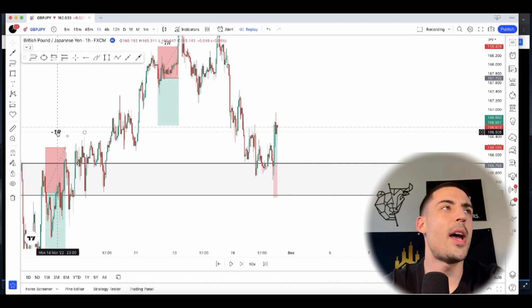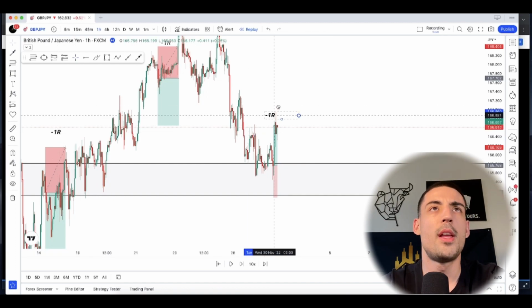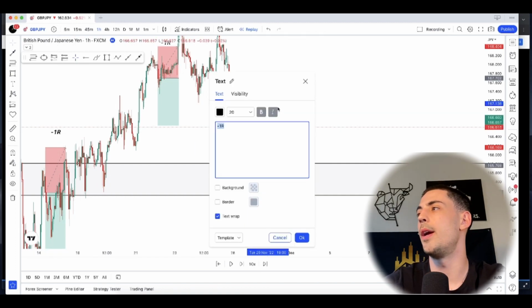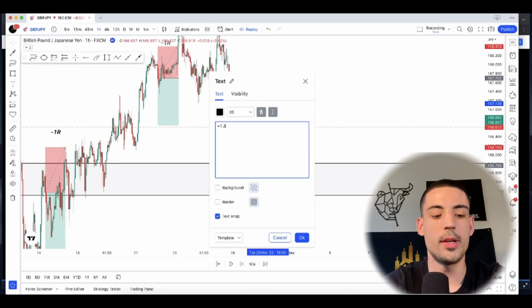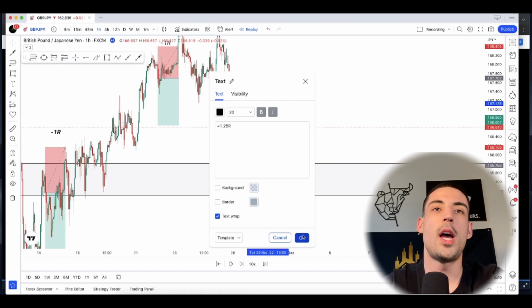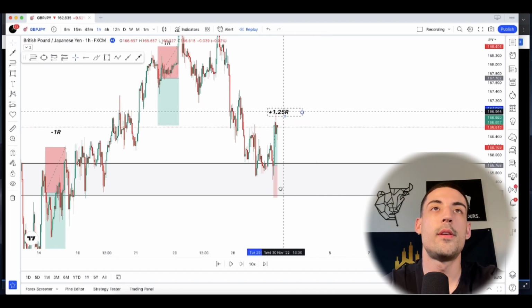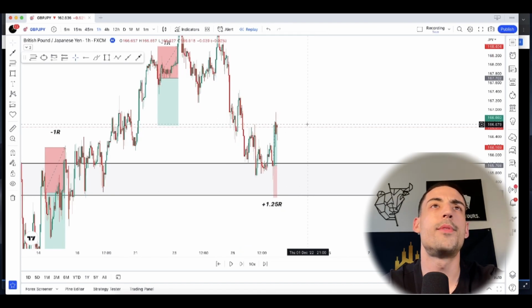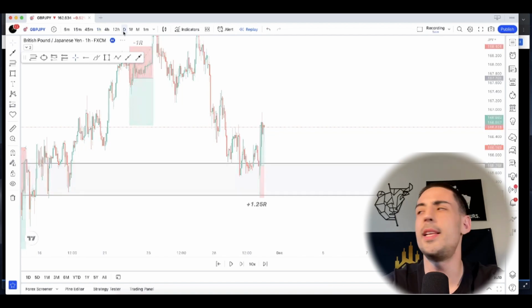Okay, so now we have 2 stop outs, and then we had 1 winner right here. So now we would do plus 1.25 R. Now we're going to keep going. So 3 trades, 2 lost, 1 won. So now we're going to keep going. Let's go back to the daily 12-hour time frame.